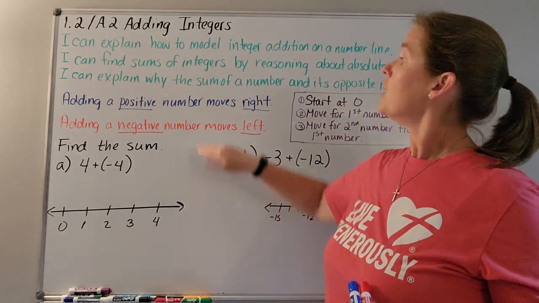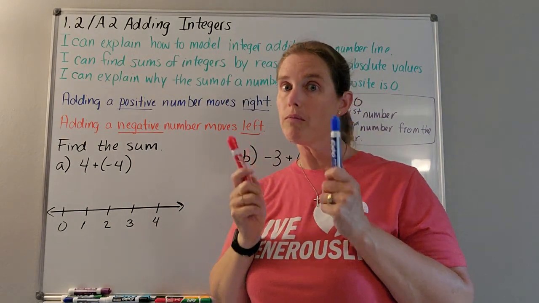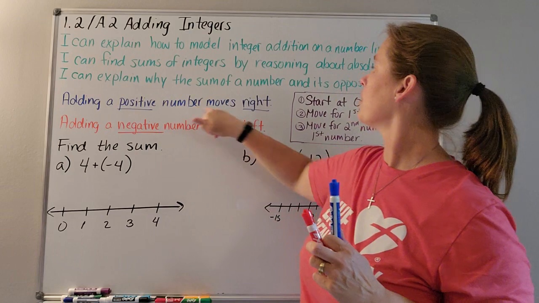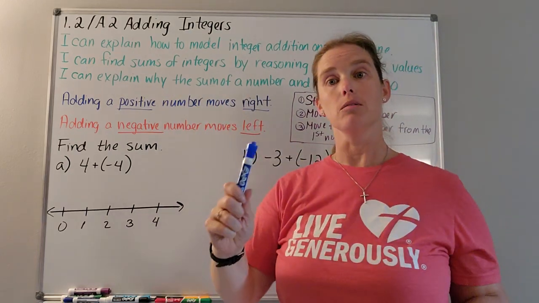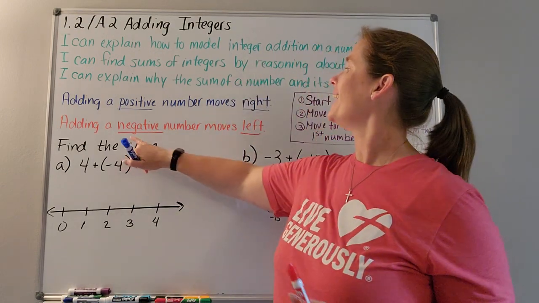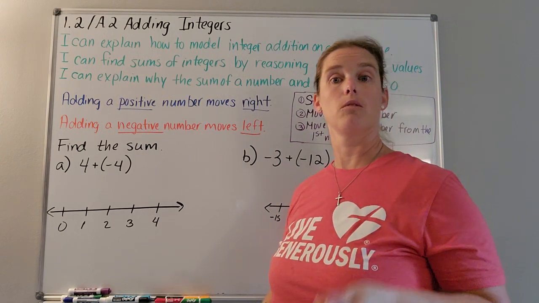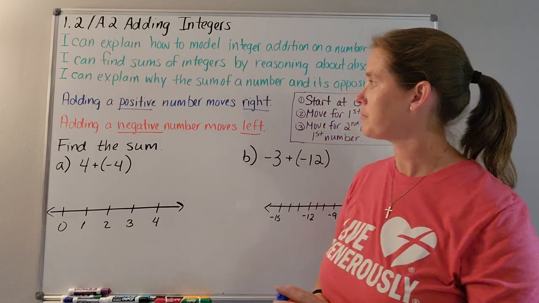All right? So some things to keep in mind and some things that I'm going to do with my markers to hopefully help us. Remember this all the way through. Adding a positive number moves us right when we're looking on the number line. And oftentimes it's in blue. Our book uses blue, so that's why I'm going to try and use blue. Adding a negative number moves us left on the number line, and the book often shows it in red. So here we go. I'm going to try and use red. We'll see how this goes.